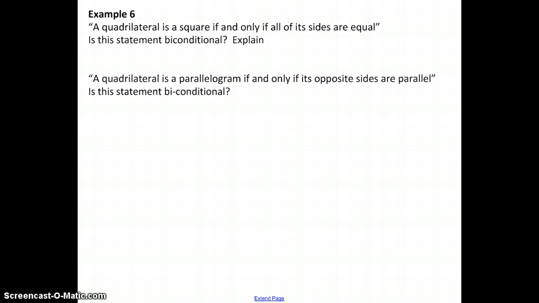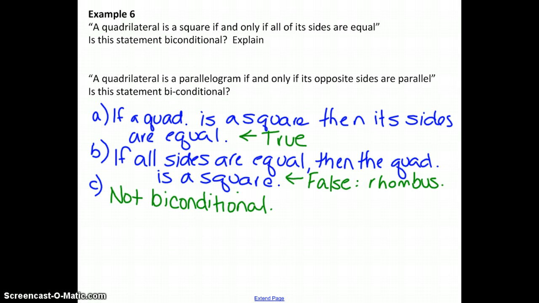All right, so example 6 says a quadrilateral is a square if and only if all of its sides are equal. Is the statement biconditional? So in order to do this, let's start by writing out the original statement, then the converse statement, and then let's see if they're true to prove that it's biconditional. So if the original statement is true, but here we see that the converse is false because we provided a counterexample of a rhombus, that makes this statement not biconditional.